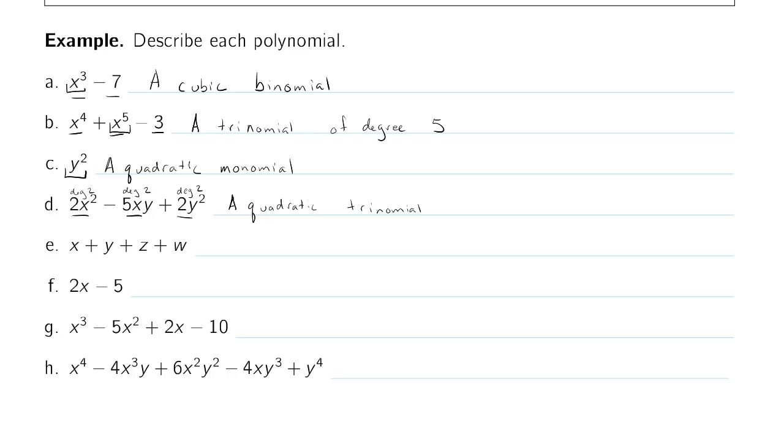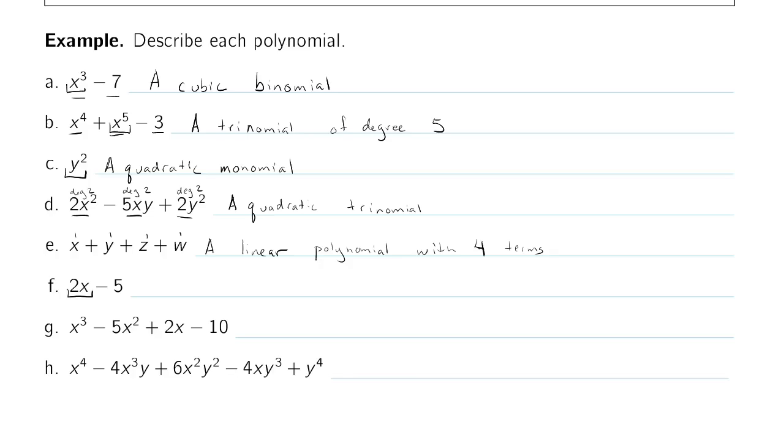Let's see. It looks like each of these terms has degree 1. So this is linear. But there are 4 terms. So this is a linear polynomial with 4 terms. Or, depending on the context, we might just say a linear expression with 4 terms, depending on whether we're in a territory where polynomials are expected.